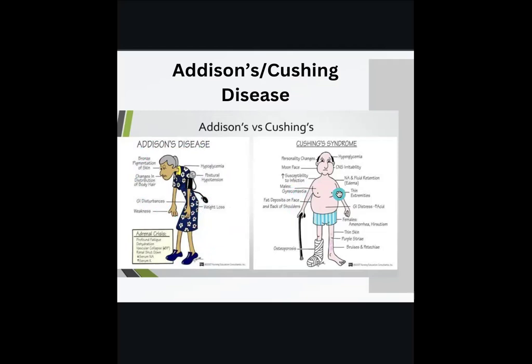And then Cushing's is too much cortisol. Usually this is from a drug, so if somebody is receiving a corticosteroid, this is where you have the moon face and the buffalo hump and all of those things and the super large abdomen.